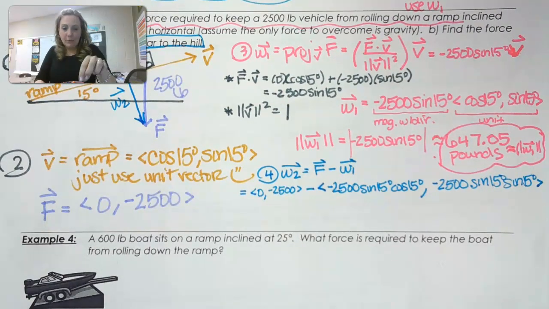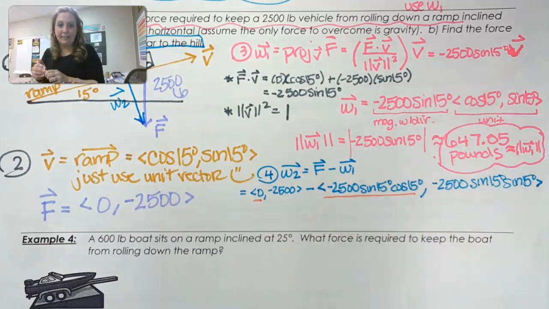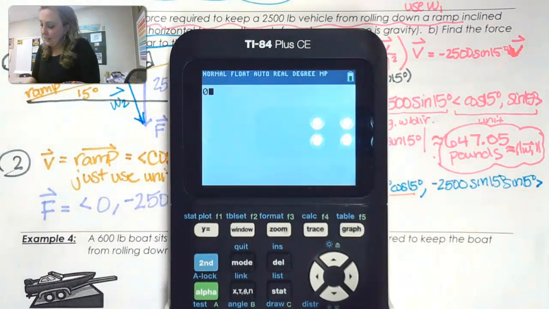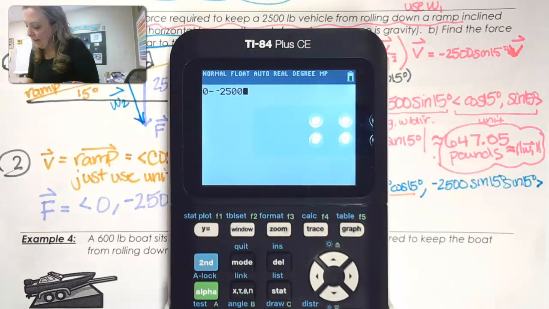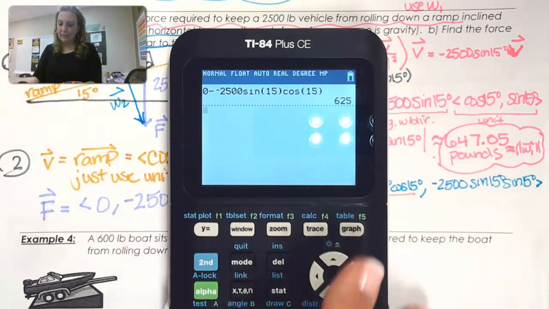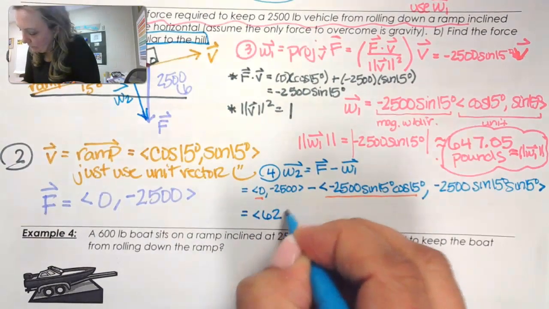So the first thing that I'm going to do is subtract 0 minus negative 2,500 sine 15 degrees cosine of 15 degrees. And again, I'm subtracting those, so I'm really adding them, but I'll write the negative here. So I'm going to take 0 minus negative 2,500 sine of 15 degrees cosine of 15 degrees. And that gives me 625. So that's not too bad.